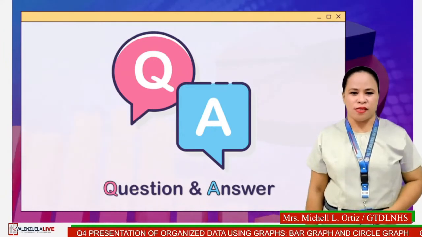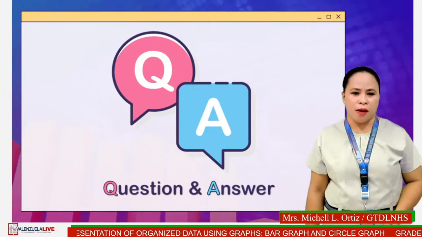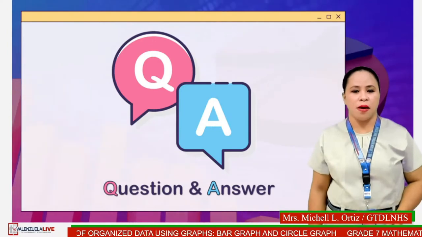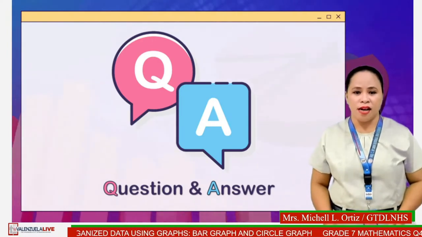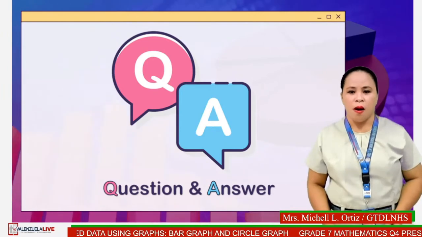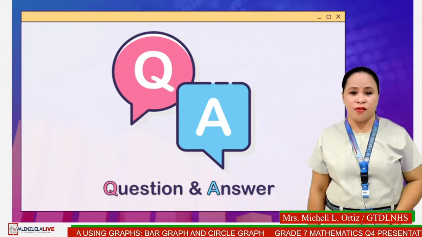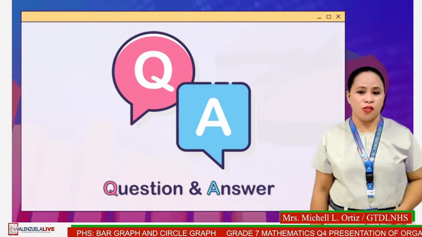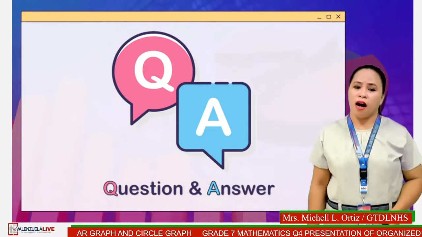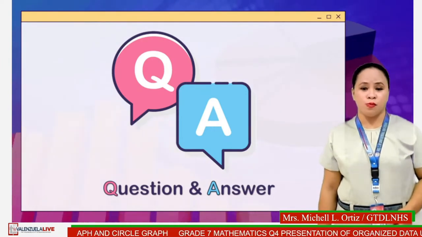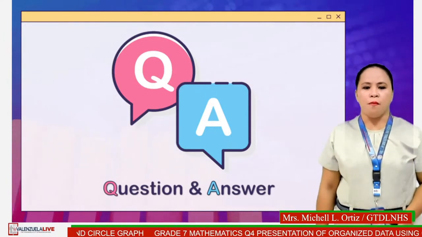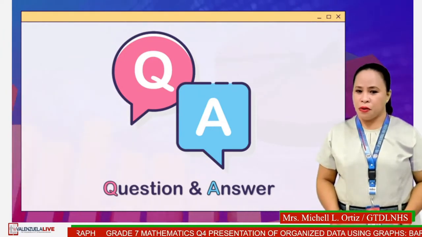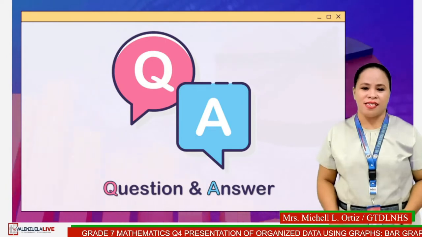The second question, in what kind of data is bar graph best used? Data has four levels of measurement, namely nominal, ordinal, interval, and ratio. Bar graph is best used for data or variables which are nominal or categorical, examples of which are gender, male or female, color of the hair, favorite pets or sports, and many others. Bar graph or circle graph may also be used to display discrete data. Remember discrete data? They are the data that can be counted.